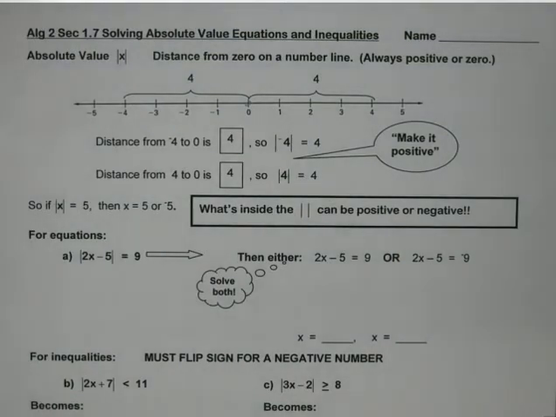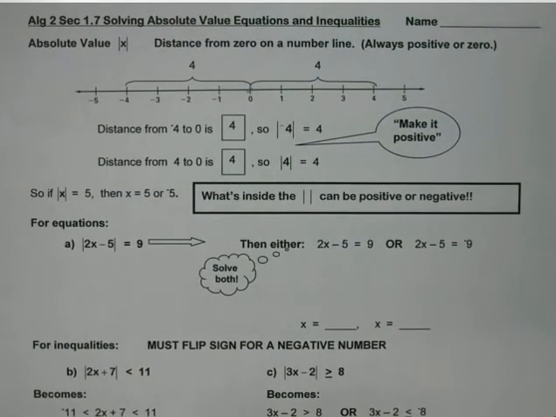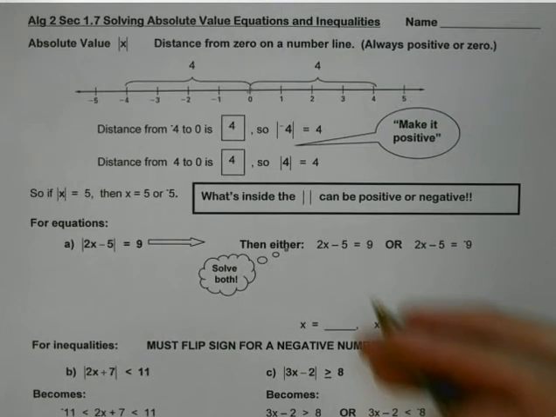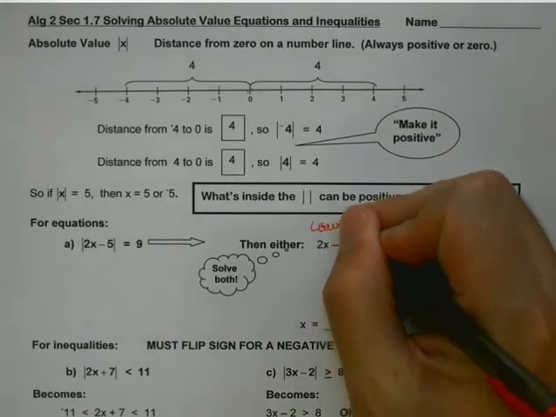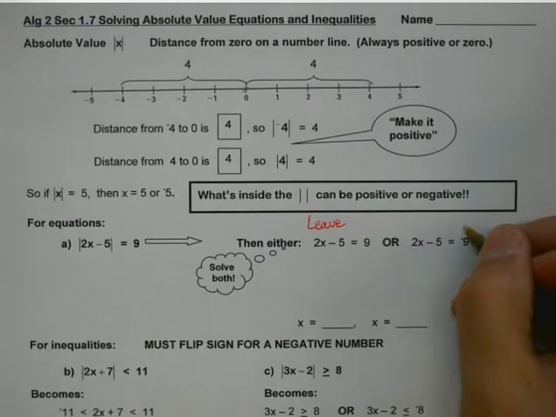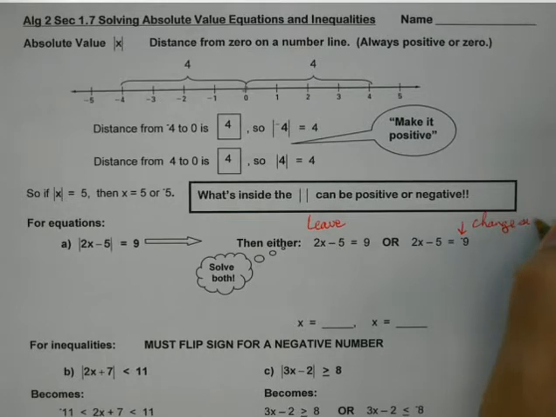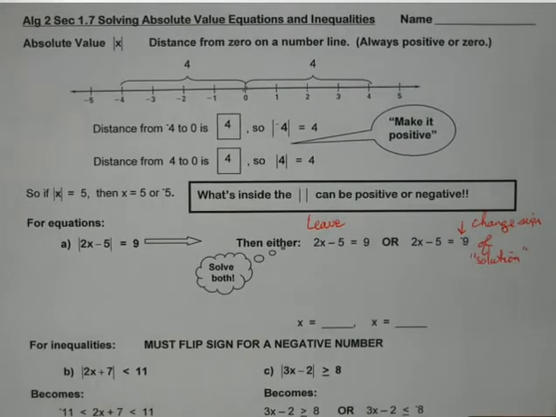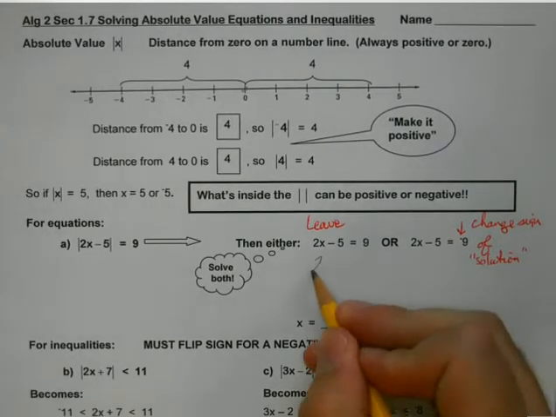Well, what happens when we start to throw equations into this? 2x minus 5, the absolute value equals 9. We're going to split it into two equations. The first one, you just leave alone, or maybe we say we just lose the absolute value sign. The second one, what's in the absolute value is the same, but we're going to change the sign of what we're going to call the solution here. That's going to get us that other value that works, and we're going to have to solve both of these.